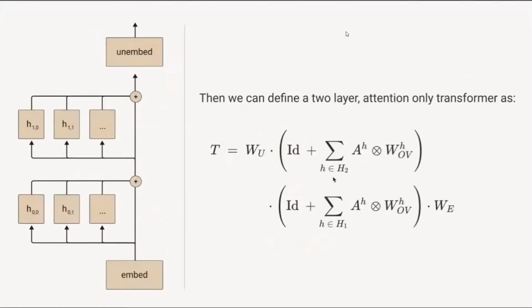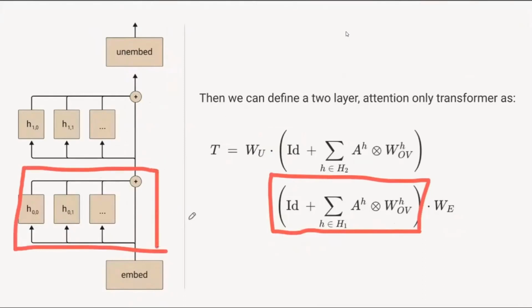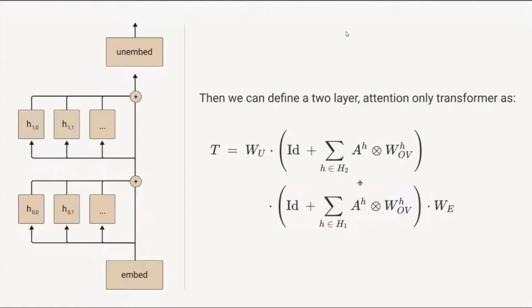Okay, so here we have our two-layer attention-only transformer. We start by applying the embedding. That's at the bottom here. Then we talk about the first attention block. That's all of this. Within that, we have the identity term that corresponds to this path, and then all of these attention head terms that correspond to these paths. And then we have the second layer attention heads.